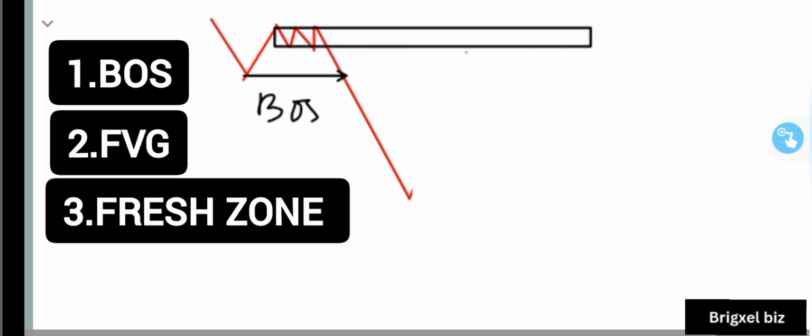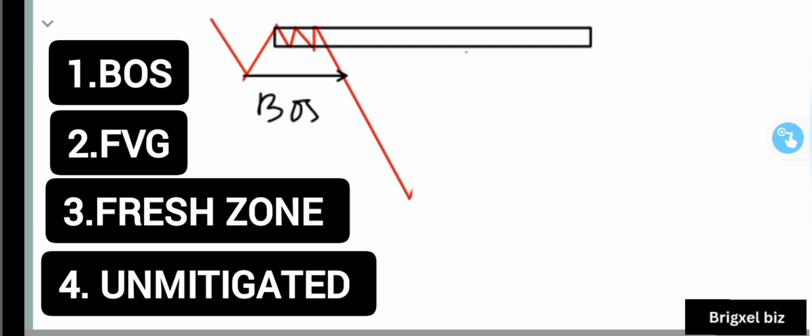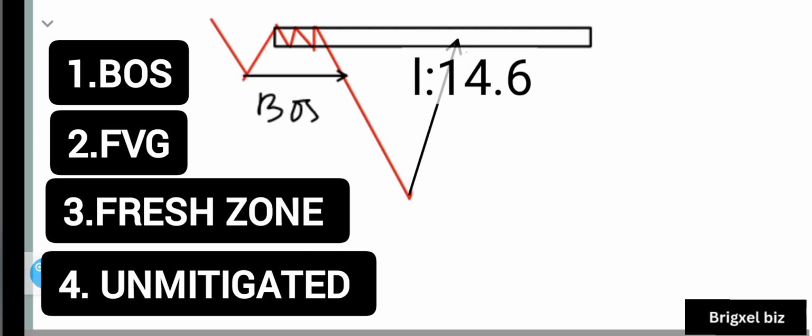Now the next one I want to talk about is very important. I would always like to see that the zone is not mitigated. All right, so what do I mean by that? What I mean is from here, we expect price to pull back to this zone, like this. When price pulls back to the zone, this is already mitigated.